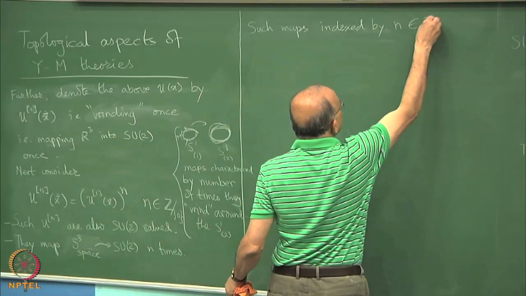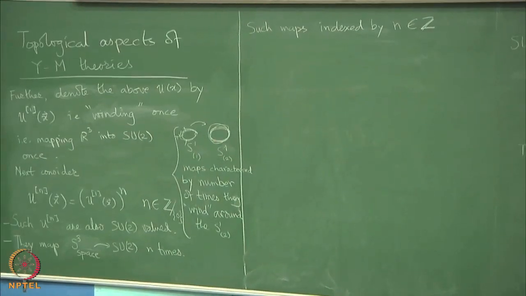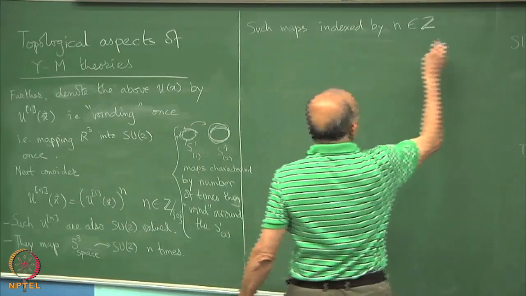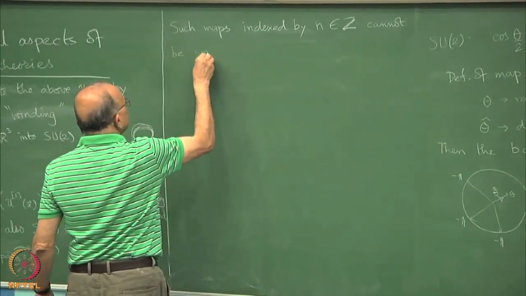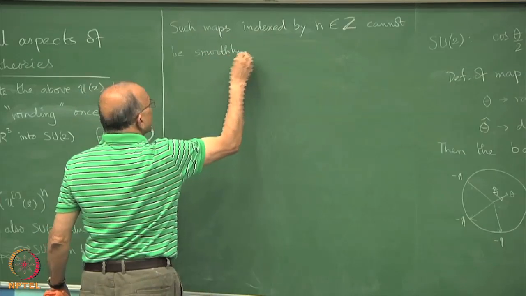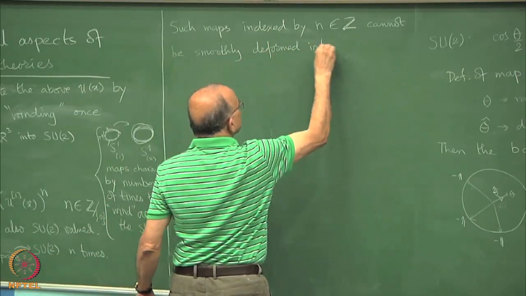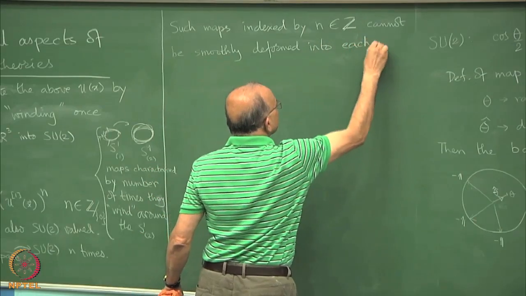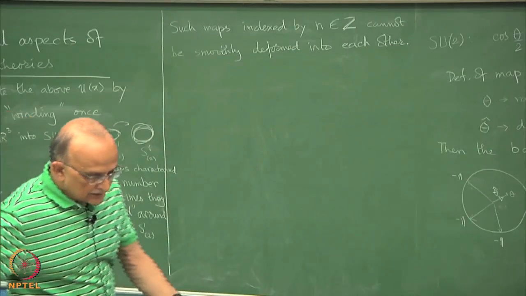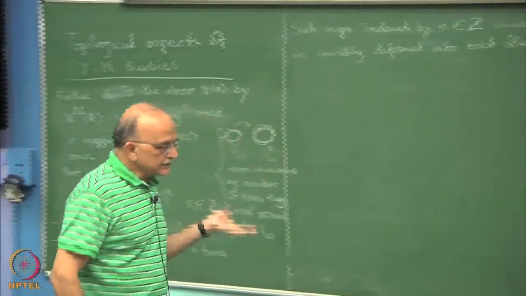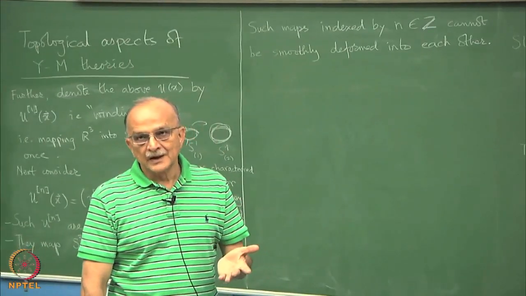And I now include all z, because the n equal to 0 case would be our u0. This belongs to n equal to 0. So such maps indexed by n cannot be smoothly deformed into each other. We have a peculiar situation that the situation with no electromagnetic gauge fields is what we call vacuum.